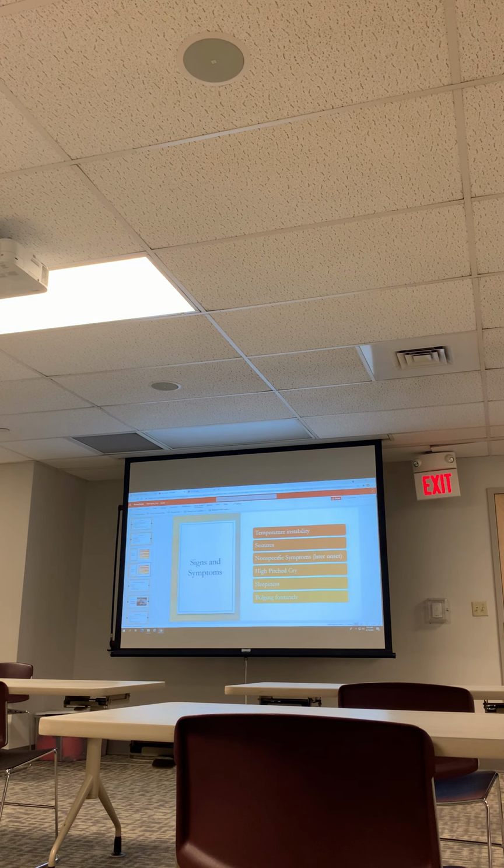Later signs are going to be less specific, maybe high-pitched cry or irritability. You might see drowsiness, the baby's more sleepy, also bulging fontanelles. There might also be a rash, described sometimes as a blueberry muffin type rash. That's going to be more associated with a later sign.